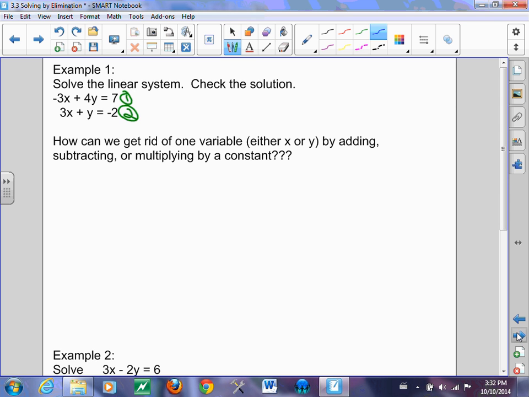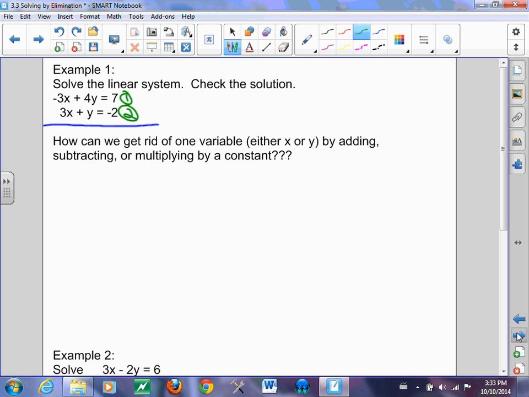The x's are lined up, the y's are lined up, and the constants are lined up. So if I draw a line there, we could do some elimination by addition or subtraction. The question I want to ask is, how do we get rid of one variable, either x or y, by adding, subtracting, or multiplying by a constant?